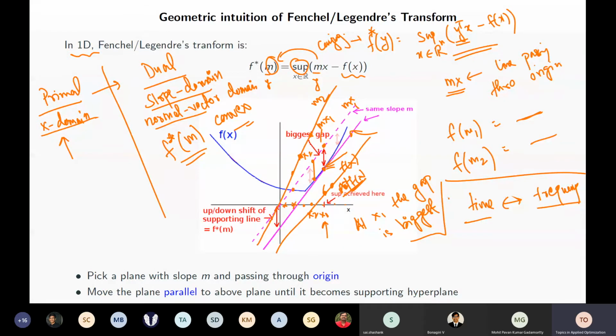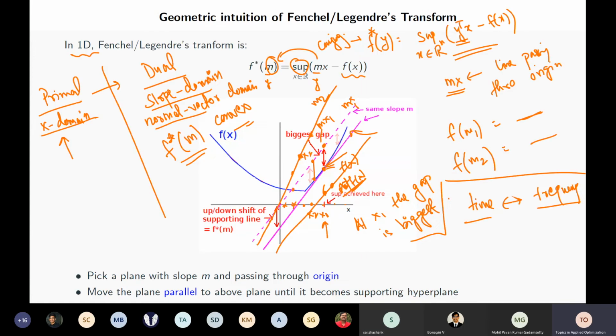So far it is still looking abstract for you, I understand. So let us compute conjugates. f star of m is the supremum of m x minus f of x over all x. So the supremum is over x, right?